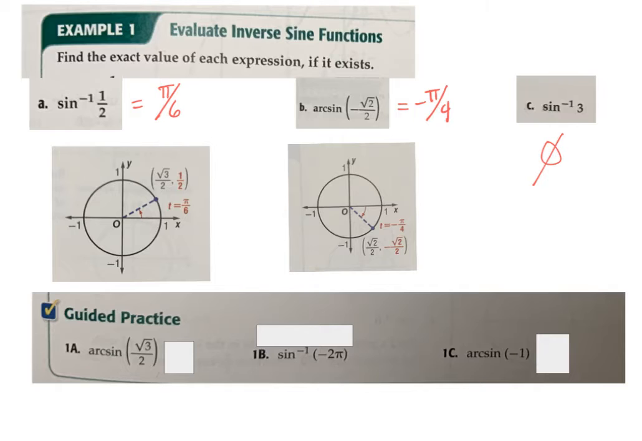For this first one, you should have gotten pi over 3. Negative 2 pi, that is definitely bigger than 1. You should have said not possible or empty set there. And then negative 1, that is possible, negative pi over 2. In the positive world, that's 3 pi over 2. But from negative pi over 2 to pi over 2, that is your answer.